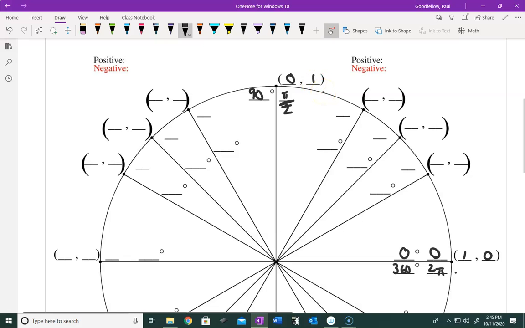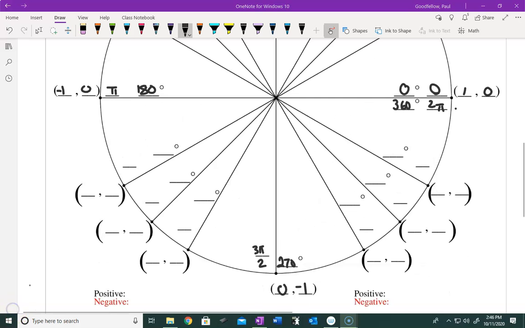All right? Now, what I want you to do is I'm going to pause the video for a second. You want to fill in the other 2. All right, and I filled those other 2 in. That being pi and 180 and (-1, 0), and this guy being 3 pi over 2 or 270 degrees, and (0, -1).